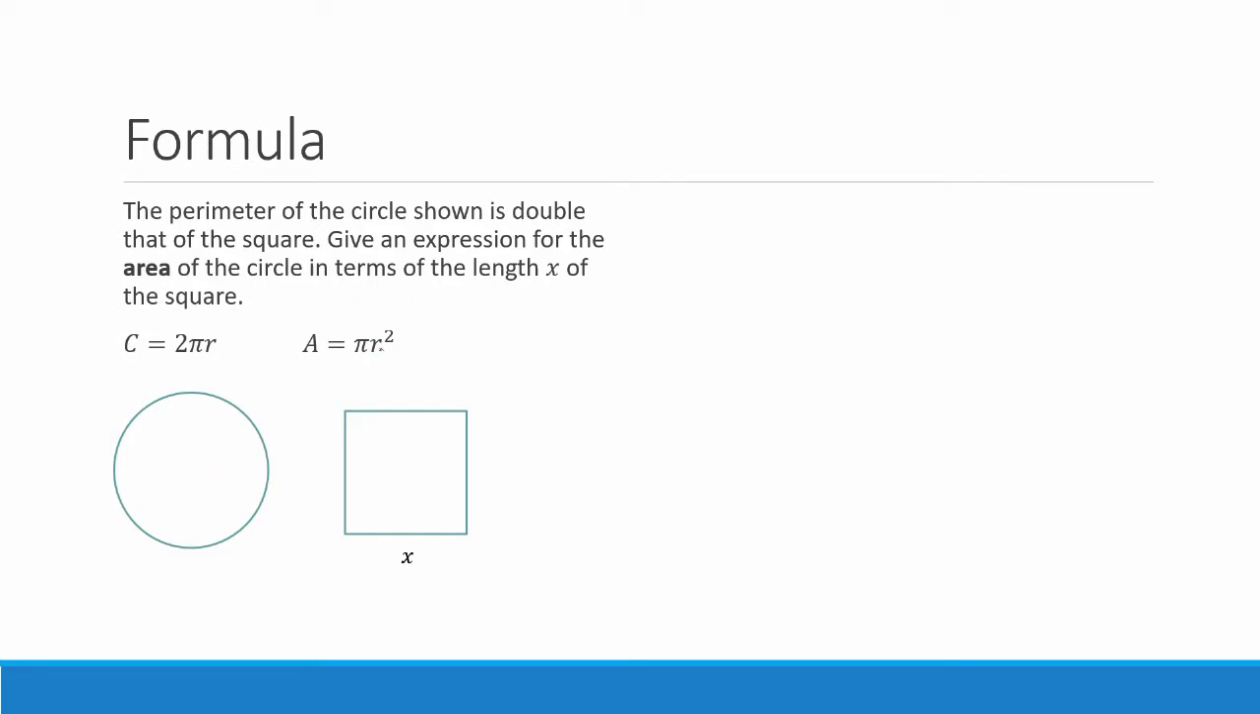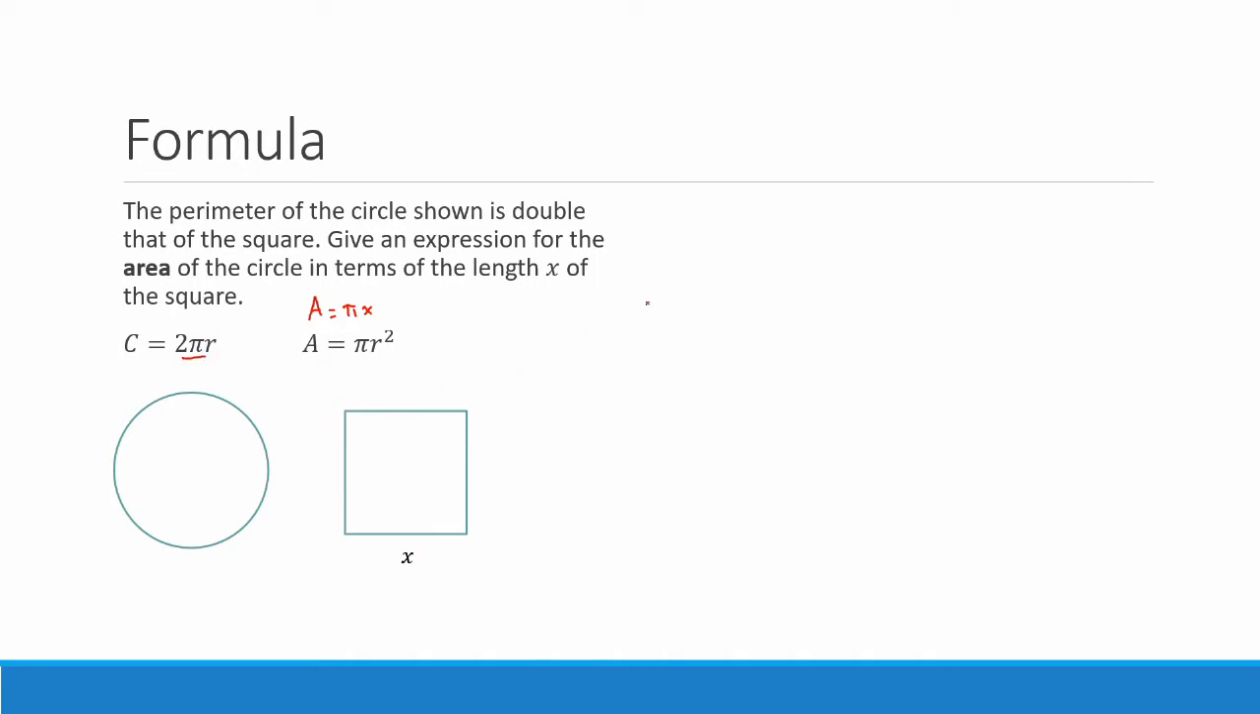So that means we're not allowed to use an r here. When we give it in terms of x, it should look like something like A equals pi and x and any other numbers or operations, but we're not allowed to use an r. So that means we're going to have to manipulate this equation first to find out what r is.